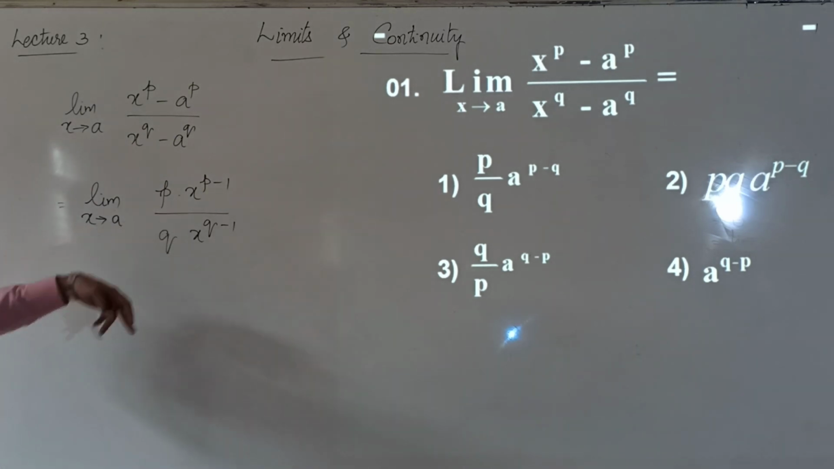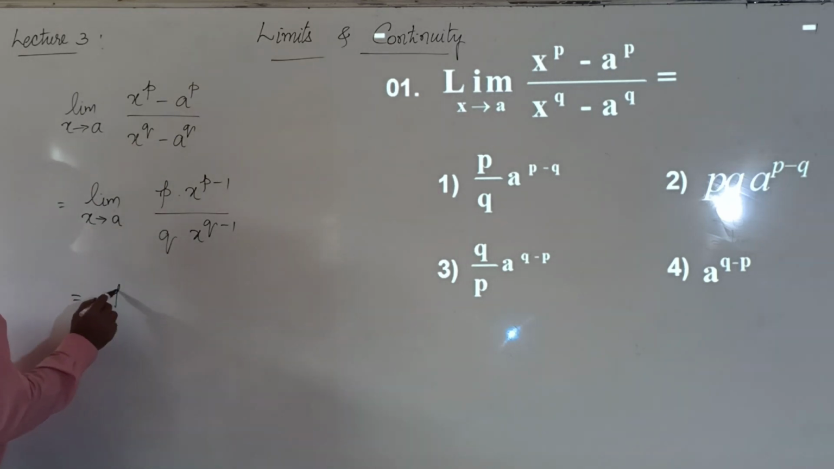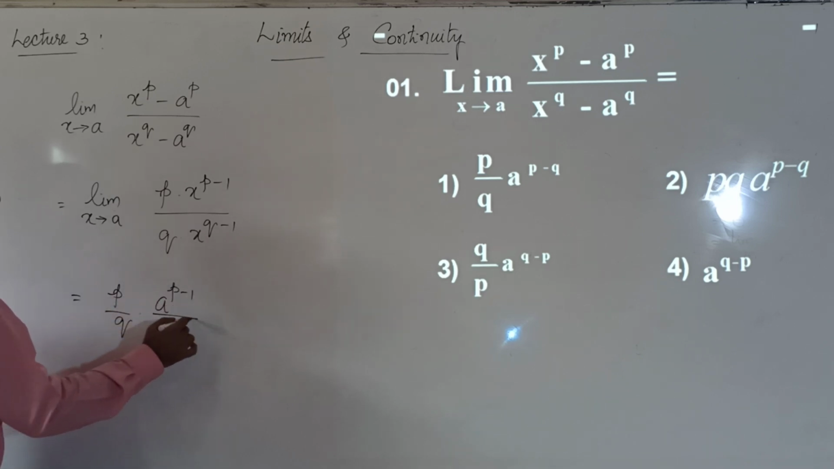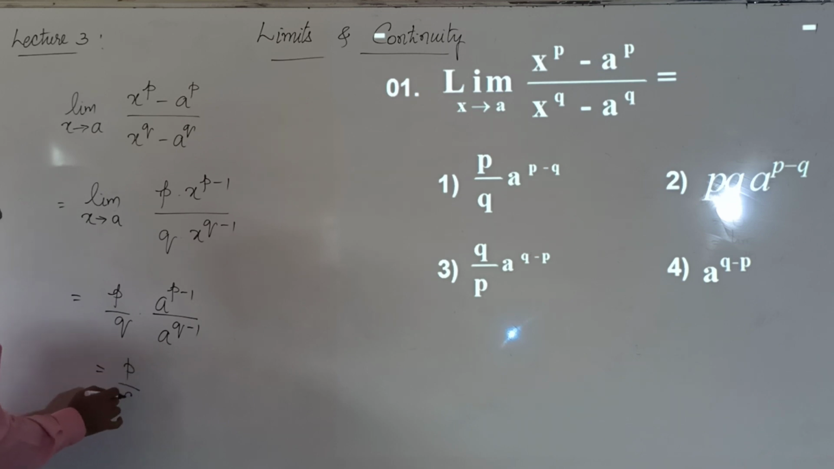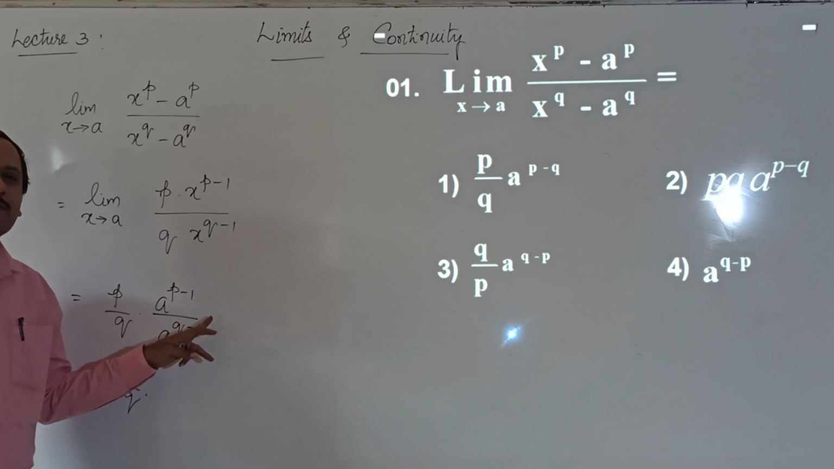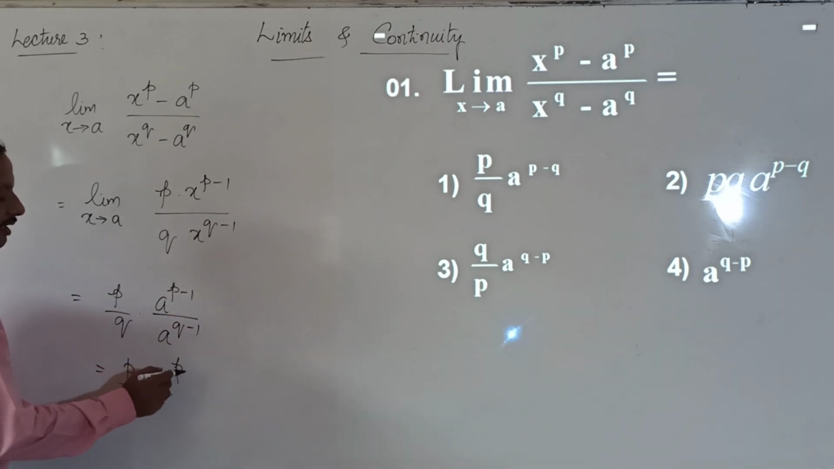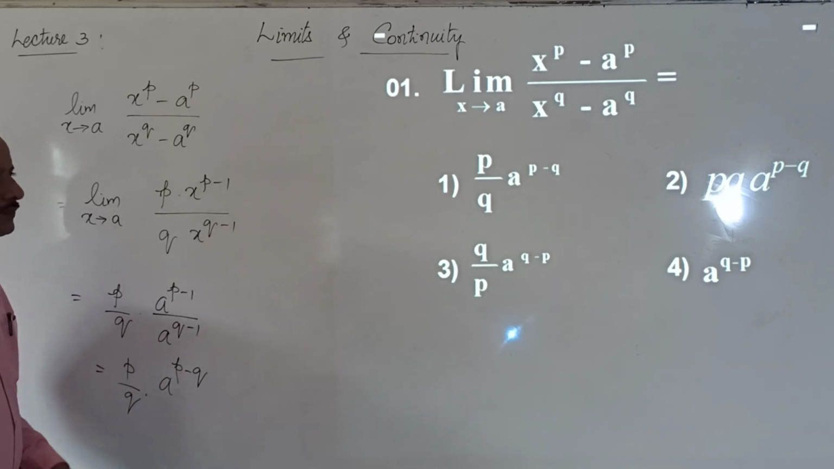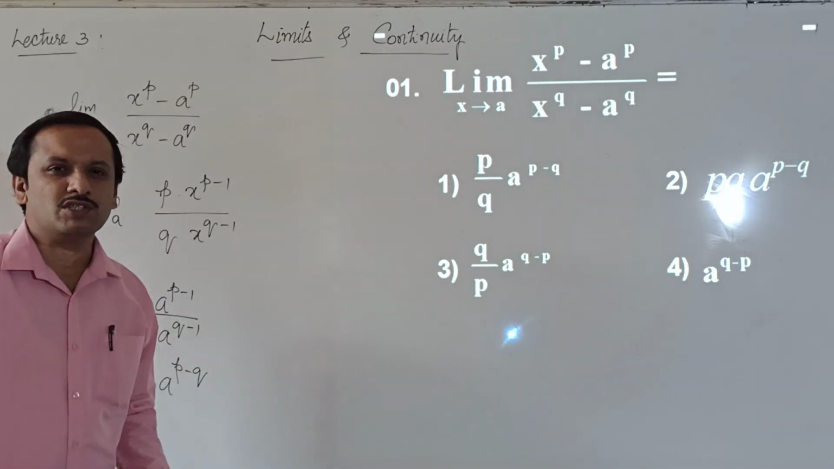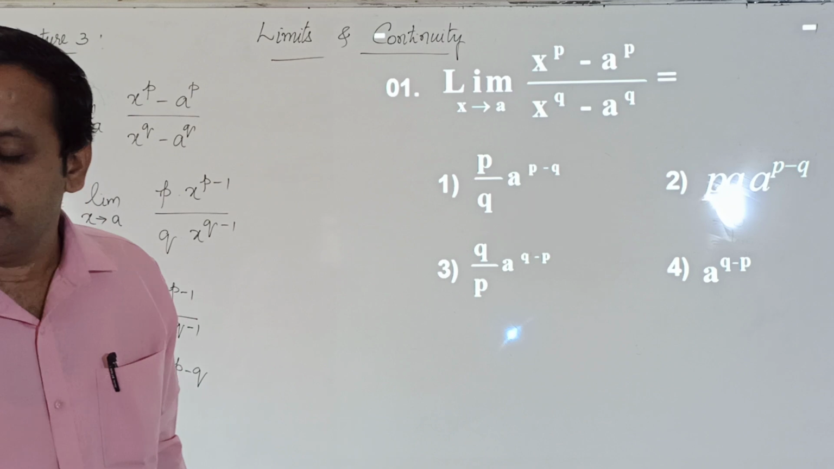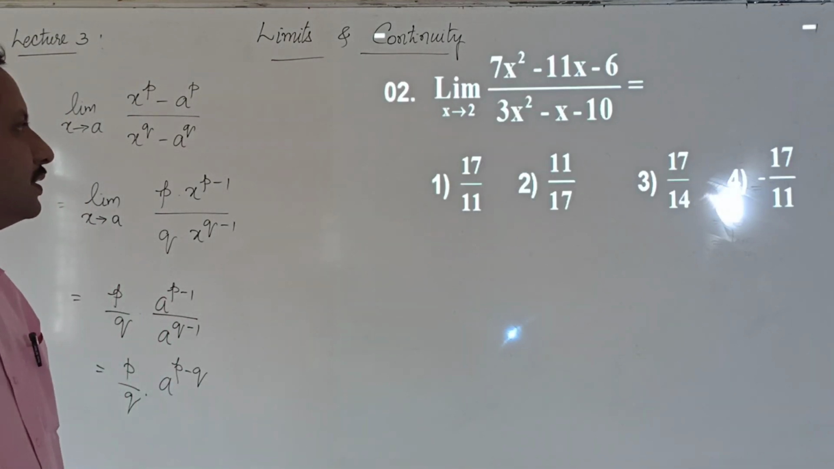Now if I apply the limit, we are going to get p by q into a to the power p minus 1 divided by a to the power q minus 1. That's equal to, if I take it in the numerator, a^(p-1) into a^(-q+1). Put together, it will become a to the power p minus q. Which means the first option is the correct answer. Let's have a look at question number 2.